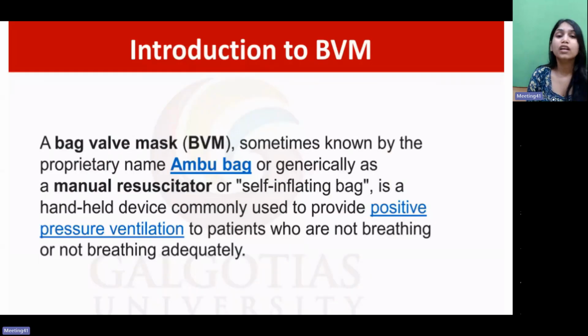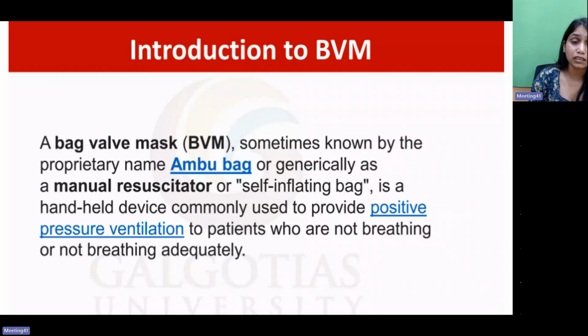Now, introduction to BVM. In the earlier slides we discussed quality standards and quality improvement. Actually, we were focusing on what quality basically is and why it is important to improve, right? Now in unit 2, there are some materials which are important, right?